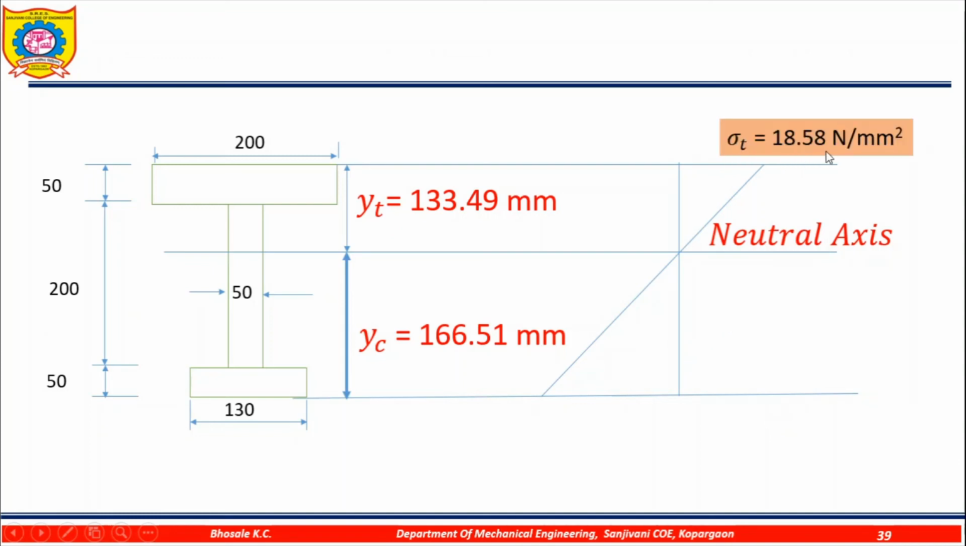Sigma T is 18.58 Newton per millimeter square and sigma C is 23.37 Newton per millimeter square. Normally, sigma T is tensile because it is positive, so the positive sign will be there. Sigma C is compressive, so we have to add the negative sign.